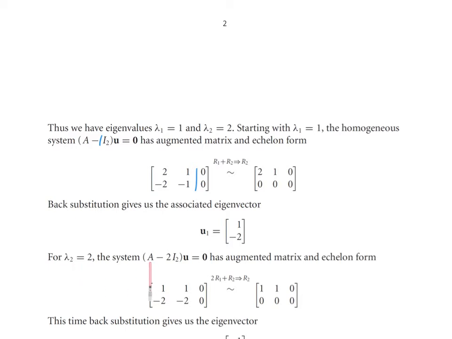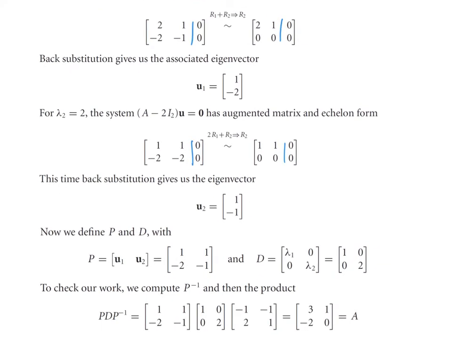We do the same thing for lambda 2. We solve the system. A minus 2 times my identity matrix, of course, is going to be an augmented homogeneous system. So we're going to augment that on. This is augmented, this is augmented. And we get our second eigenvector. Our second eigenvector is this.